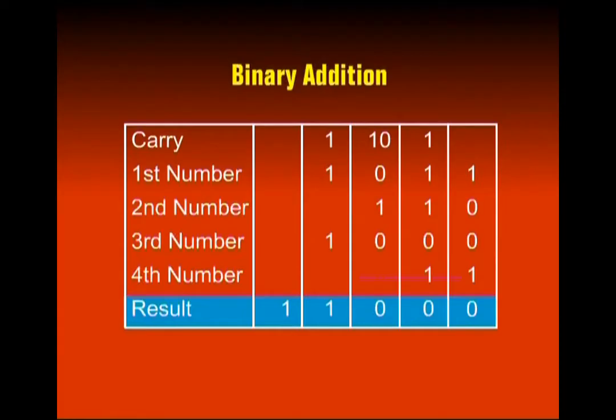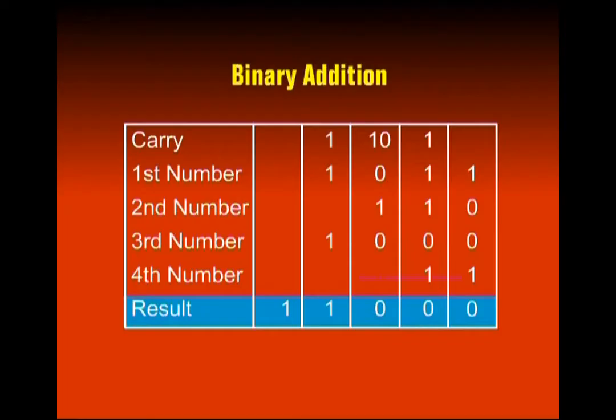Thus, the first number 1011, the second number 110, the third number 1000, and the fourth number 11 can be added together. Most significant digits of the second number and the fourth number are considered to be zeros. So let's have a look at the addition. When you add all the bits at position 0, what do you get? You get the answer 2. So of course, the sum part is 0, and 1 is the carry part.